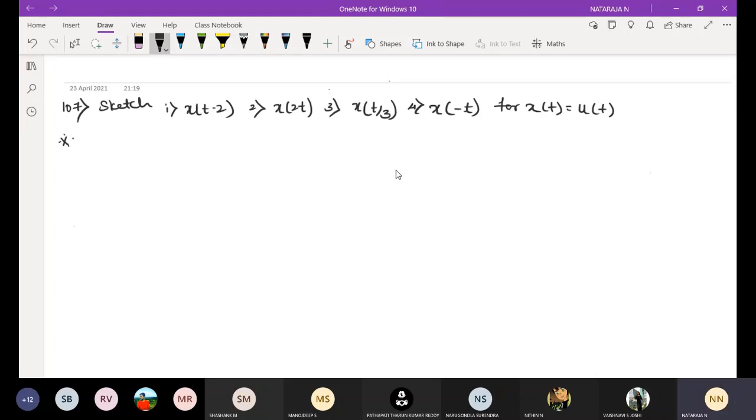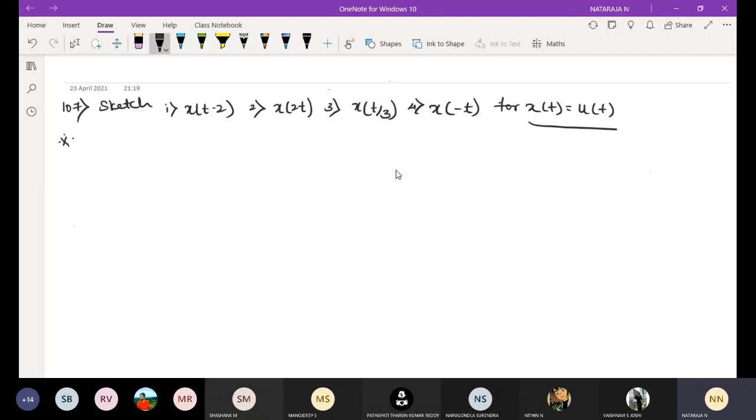We have to sketch four different signals: x of t minus 2, x of 2t, x of t by 3, and x of minus t. We need to sketch x of t minus 2. Where is our x of t? Here they have given x of t is equal to u of t, which means x of t is u of t.